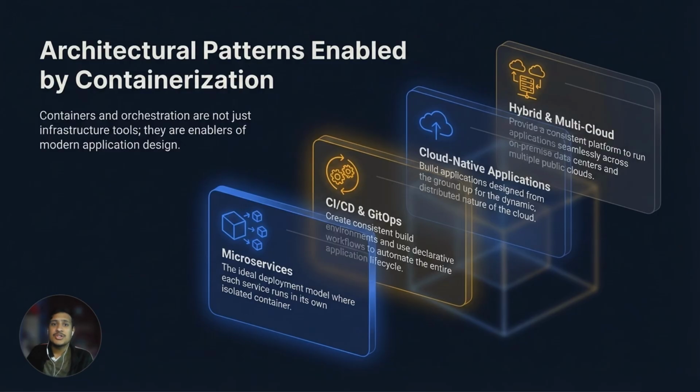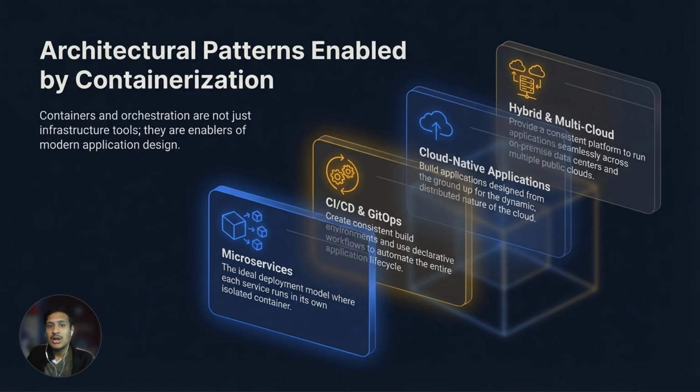Containers and orchestration are not just infrastructure tools. They enable entirely new architectural patterns. Hybrid and multi-cloud: they provide a consistent platform to run applications seamlessly across on-premise data centers and multiple public clouds. Cloud native applications: we can build applications designed from the ground up for the dynamic distributed nature of the cloud. CI/CD and GitOps: we can create consistent build environments and use declarative workflows to automate the entire application lifecycle.